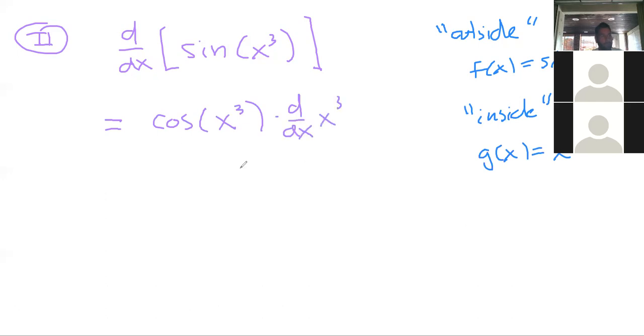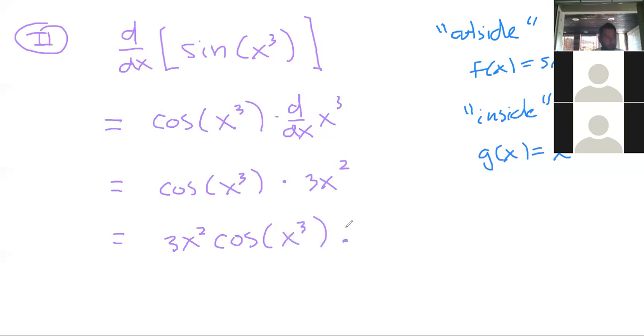And so we can finally clean this up. This is cosine of x cubed times 3x squared. And typically we would bring the polynomial piece out front. That's just sort of most people's convention. And so we've computed this derivative.